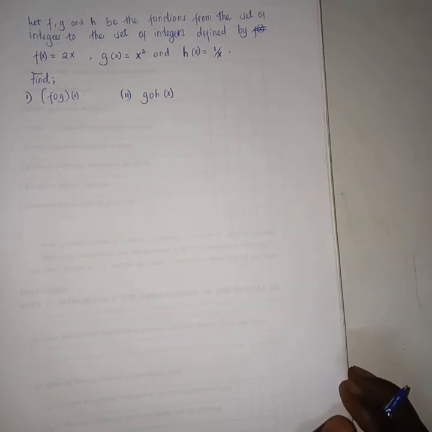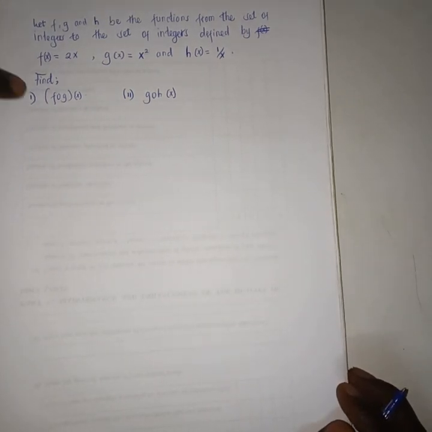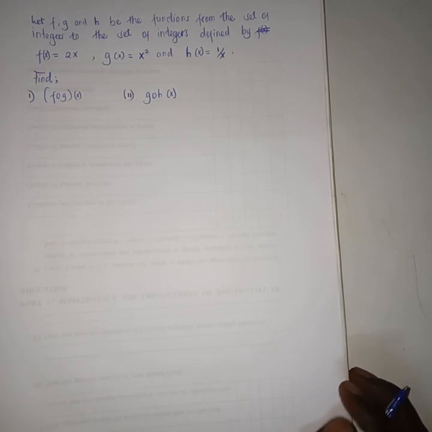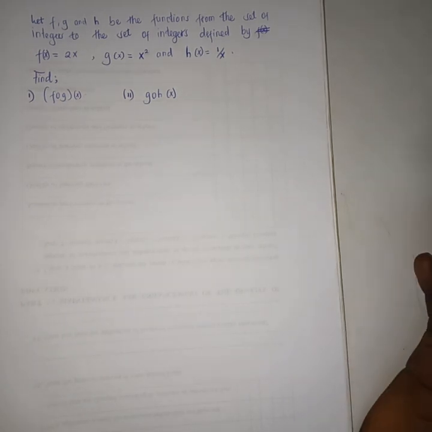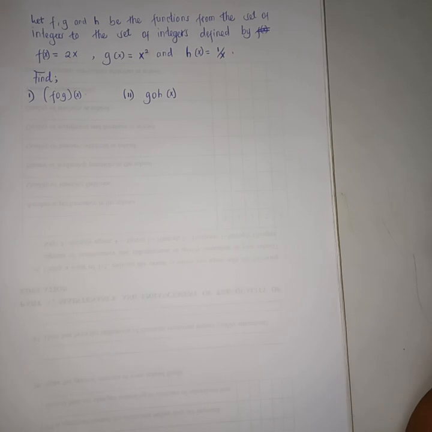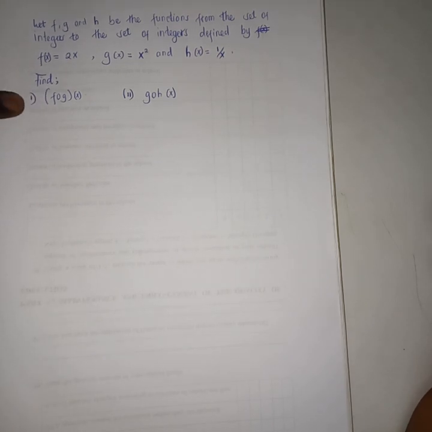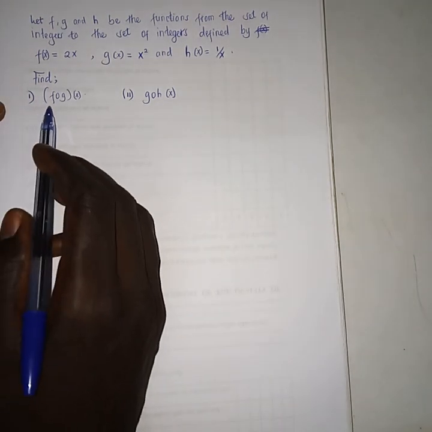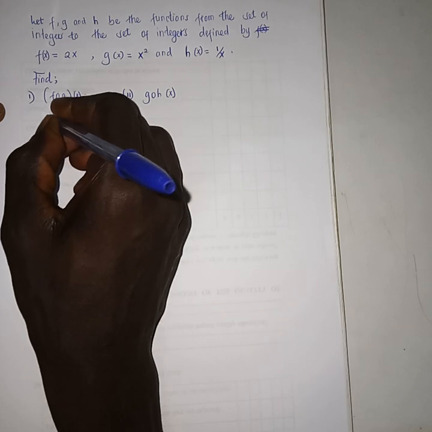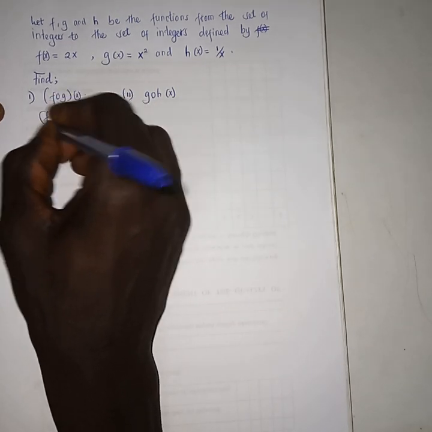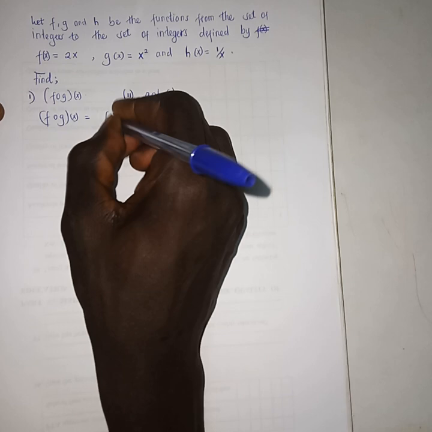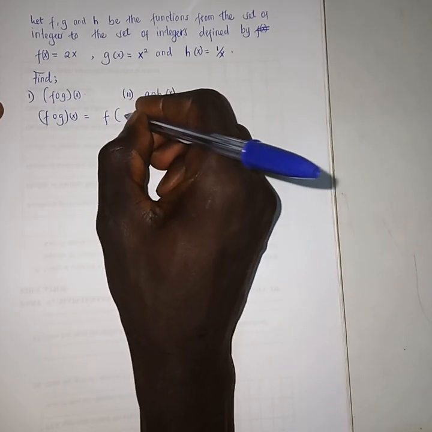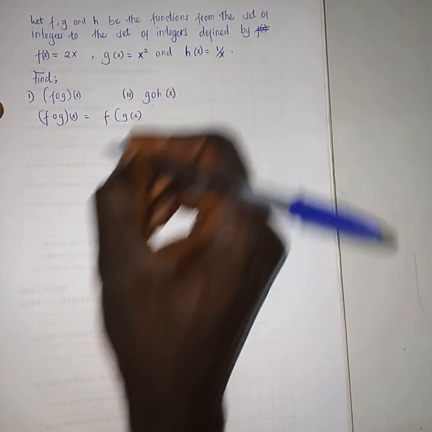Now, we have been asked to find f of g of x. So if the function f and the function g are combined, what are we going to have as the output of any given input? So you are going to solve the first one before going to the next question. So you're going to begin from f of g of x.